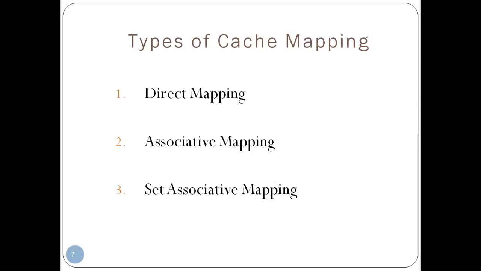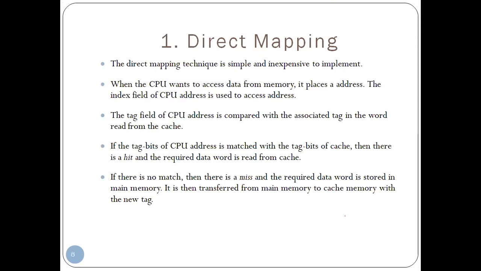So what are the techniques that we follow for the mapping? The first and foremost technique is direct mapping. The next one is associative mapping. And the last one is set associative mapping, which we also call two-way set associative mapping. Fine. Now we are going to see the first one, direct mapping. This direct mapping is a simple technique.